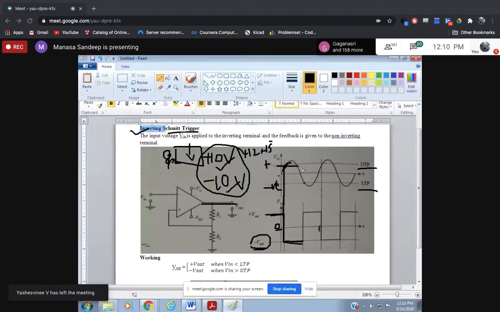Got it? So next, where do you have to bother about the LTP point? In the falling edge. So in the falling edge, yes, it is falling. Input is falling below the LTP value.